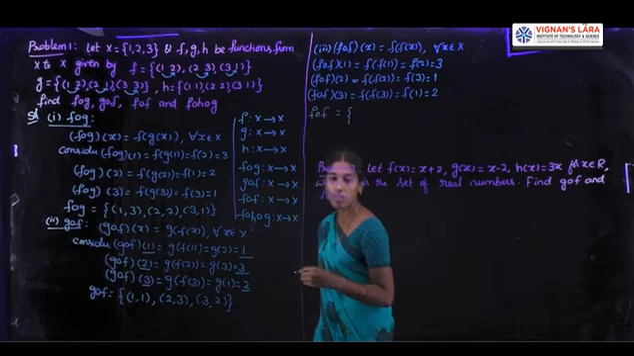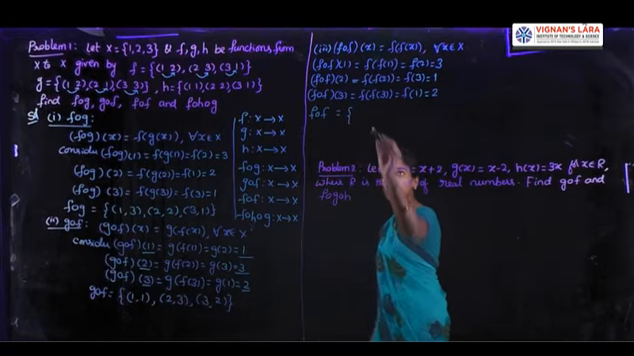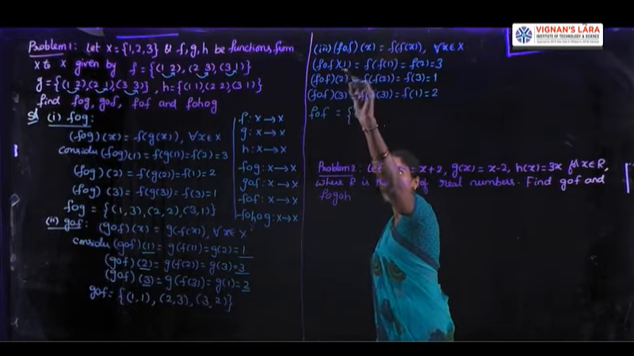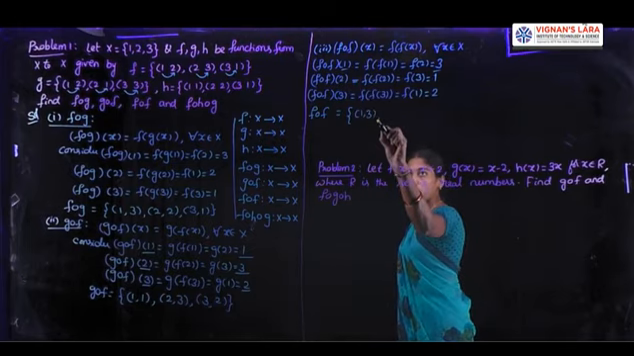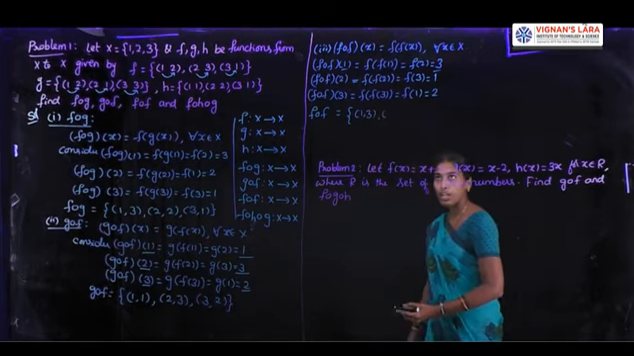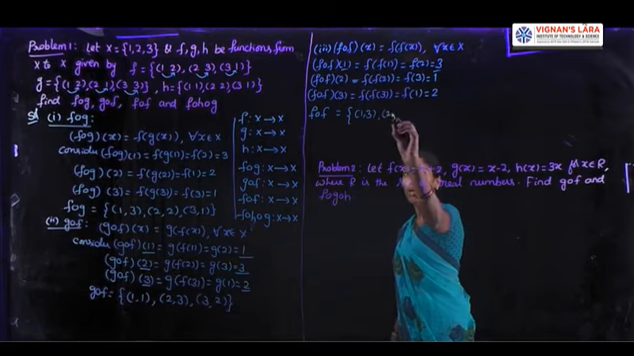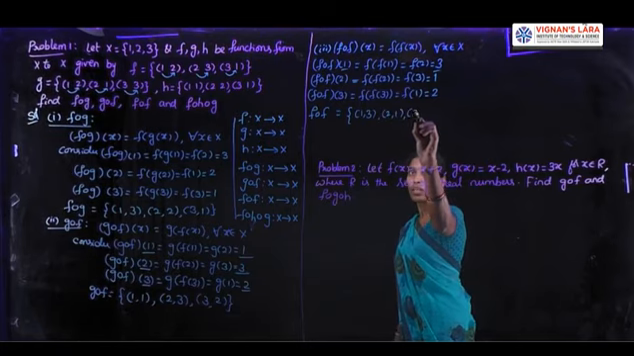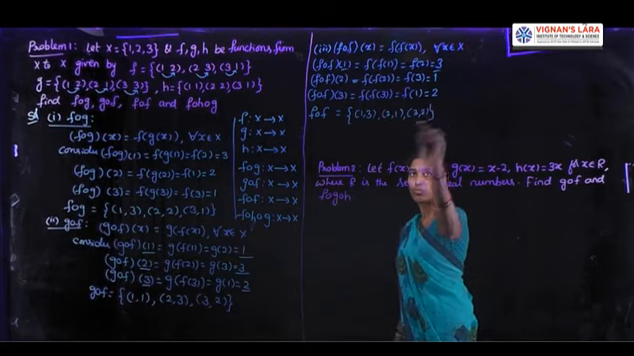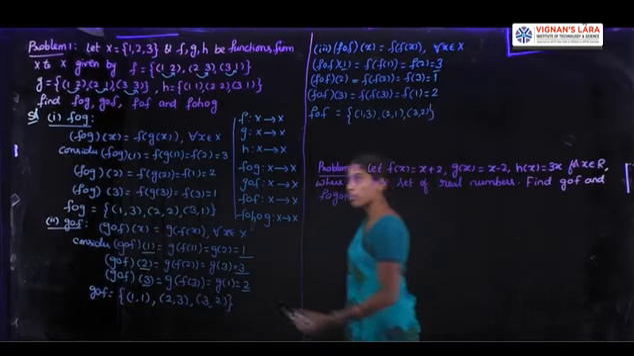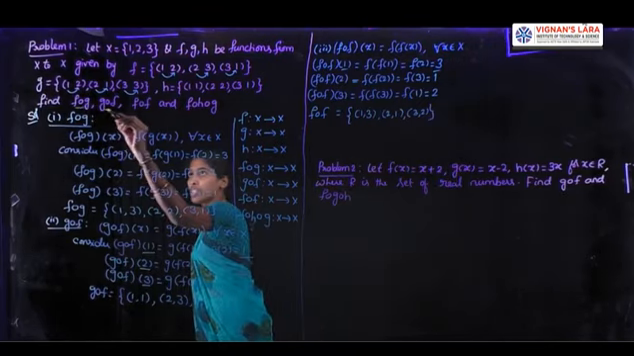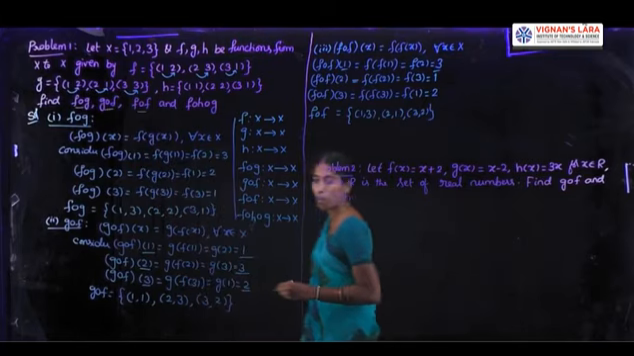Now we write how the F circle F function is defined. F circle F consists of the set of ordered pairs. This 1 is mapped to 3. So the first ordered pair is 1, 3. Next ordered pair 2, 1. Next ordered pair 3, 2. Right? So it is completed. F circle G, G circle F, F circle F completed.